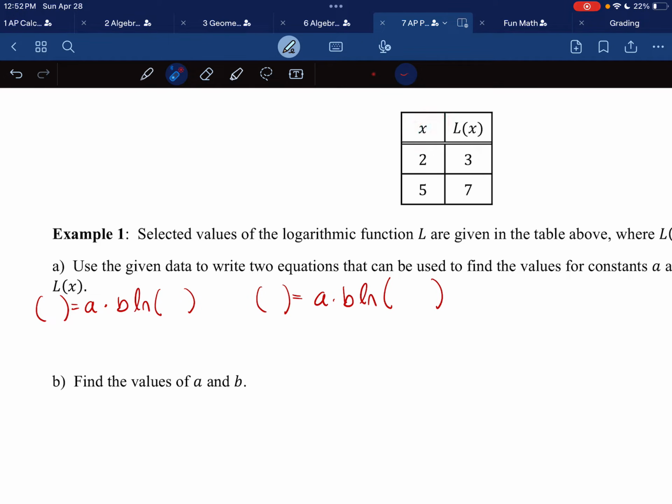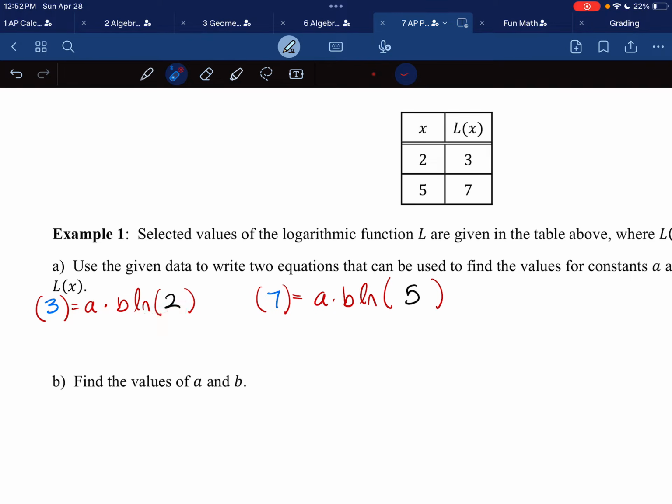So what is my input? This is the input. So 2 is one of the inputs, 5 is the other input. When I input 2, I get out 3. This is my output over here. So 3 is going to be my output. And of course, if I plug in 5, I should get out a 7. So those are my two equations.